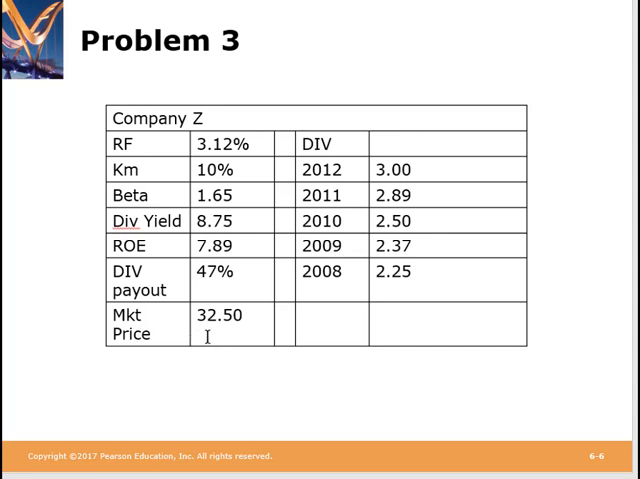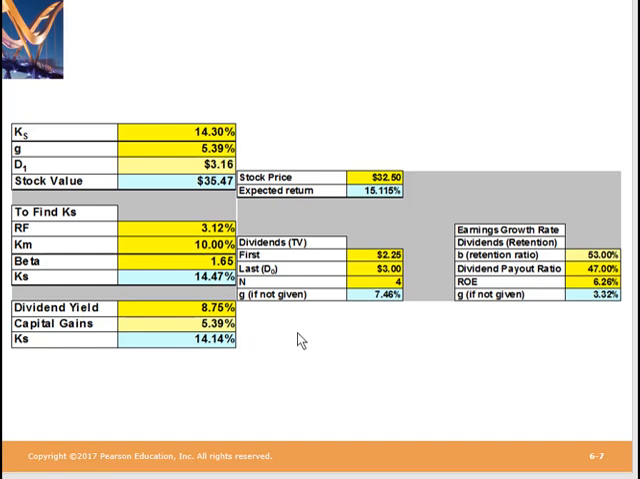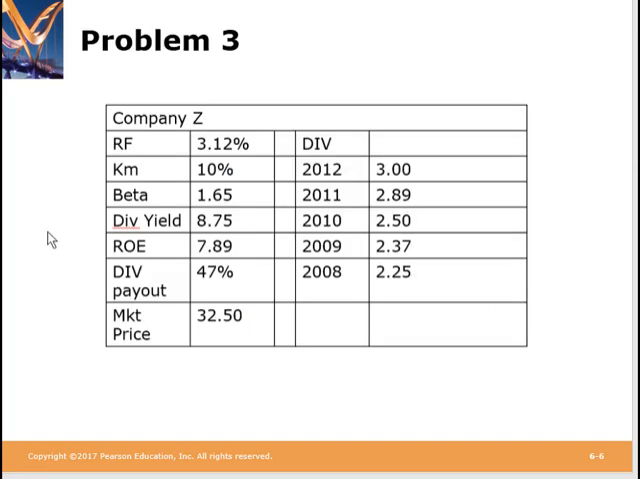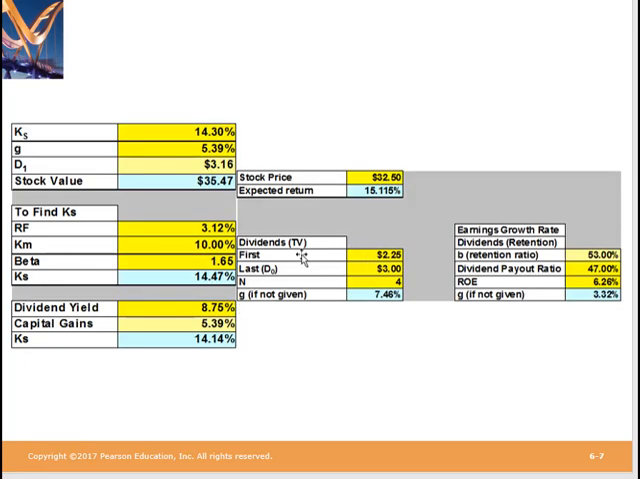We looked up the current market price, which is $32.50. We also have the dividend history. In 2008, the dividend was $2.25, and that grew fairly steadily to 2012 when it was $3. So again, using the dividend valuation worksheet, we can start to plug in this data. Let's work with dividends first. We have the dividend stream, which went from $2.25 to $3.